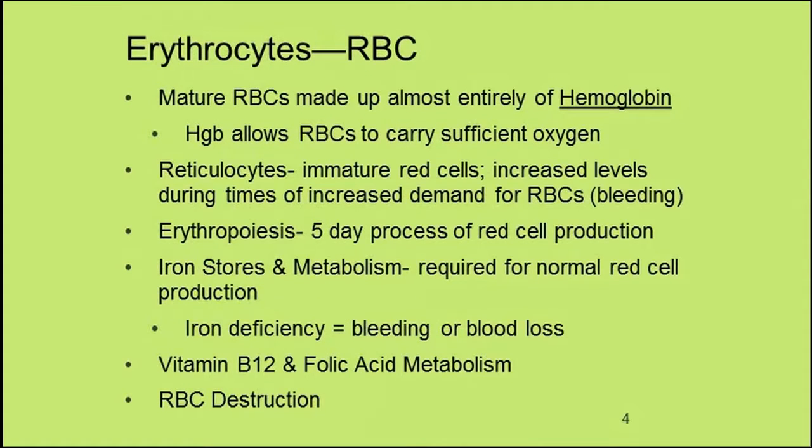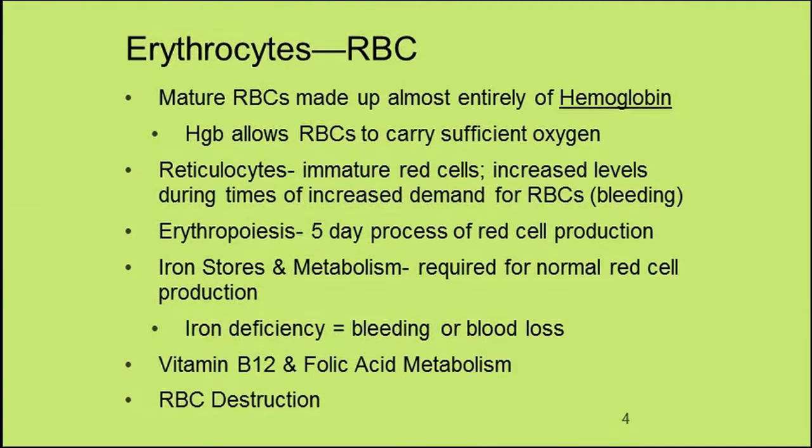Okay, so let's talk about red cells first, erythrocytes. They are formed in the bone marrow. A mature red cell is made up almost entirely of hemoglobin, which is made almost entirely of iron. So iron is an important component to proper red cell formation.